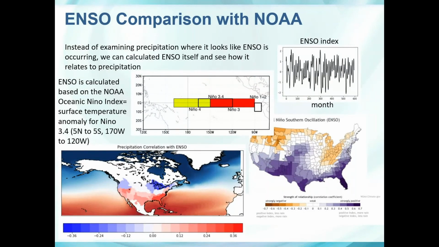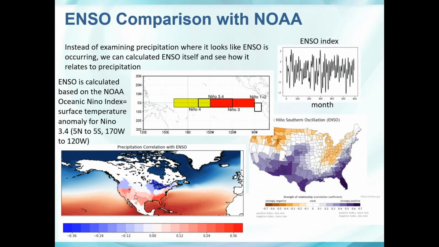So what we can do then is look at the correlation between this time series and precipitation across the U.S. like we did before. So when we do that, we get this figure in the lower left. And this is showing a negative correlation in the north and a positive correlation in the south.